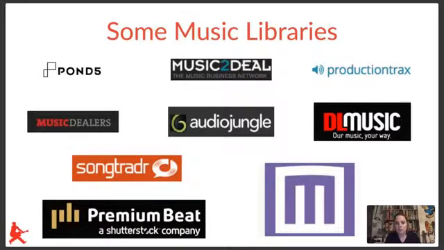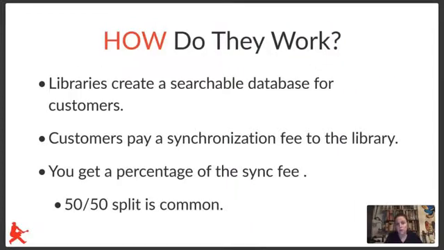A few examples of music libraries would be Pond5, Songtradr, which we mentioned before, Audio Jungle, Marmoset. Pond5 have a great reputation with content creators and musicians. Audio Jungle is more popular with podcasters. And Marmoset is a good example of a library that really likes indie bands. So, you have all sorts of different music libraries, and I'll give you a few tips later on how to choose the right one, especially when you're first getting started and you don't want to make wrong decisions that might negatively impact your career. So how they work, as I mentioned, they're a searchable database for customers.